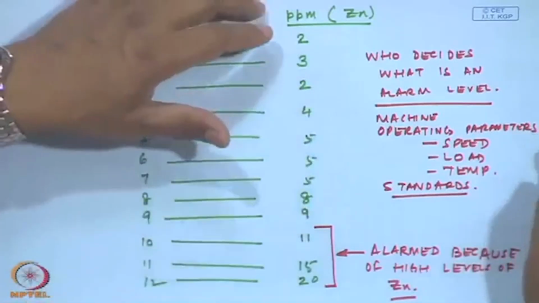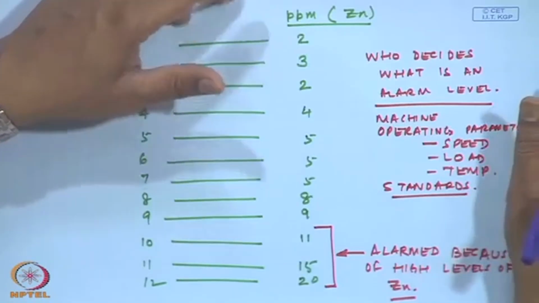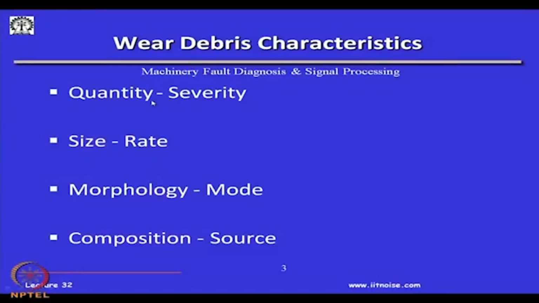They say, if I get more than 15 ppm of zinc, I should be alarmed that the machine has undergone a severe failure. Okay, so this severity, or the alarm level, is actually decided by the user himself or herself. Okay.